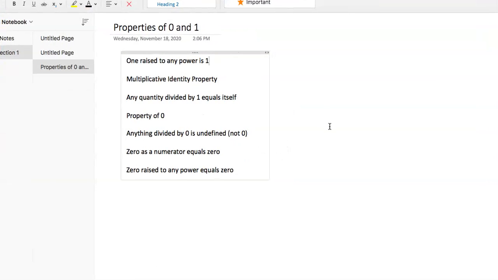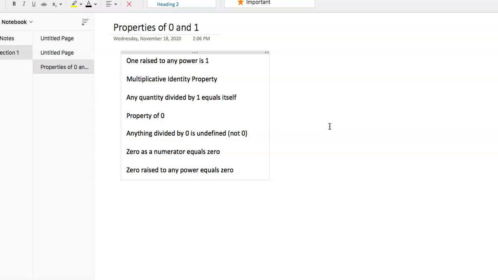So, properties of 0 and 1. These questions are really pretty low-hanging fruit that we should all get correct, but they are missed sometimes. So let's go over them and just make sure we know what to do with these types of questions. We have, I guess, 7 different little examples here.